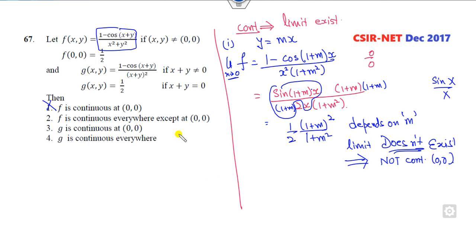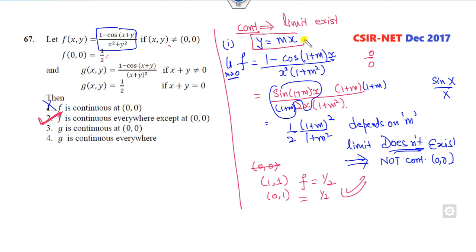Look at the second option. Function is continuous everywhere apart from (0, 0). So if you take any of the points, say (1, 1), what is the function value at (1, 1)? Half. If I take (0, 1), again the value is half. So it is a constant, and every constant is a continuous function. So it is continuous. Similarly, we can check whether the g is continuous or not.